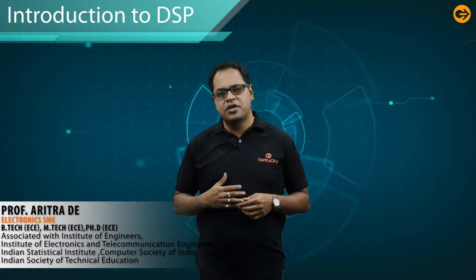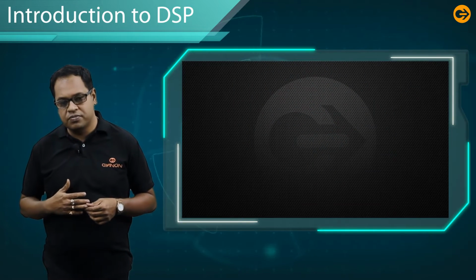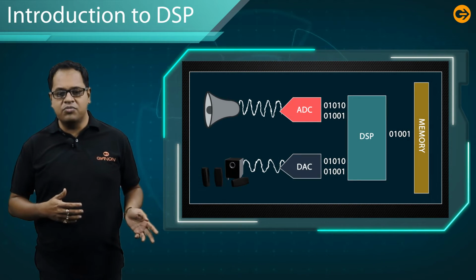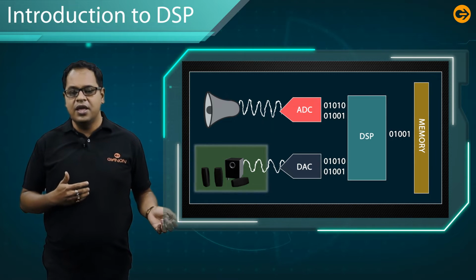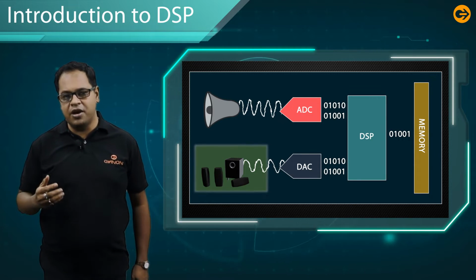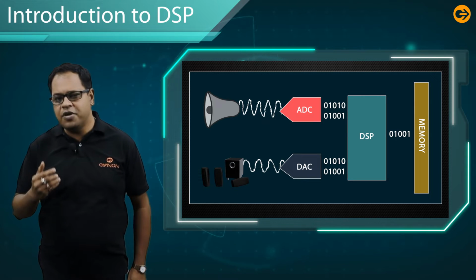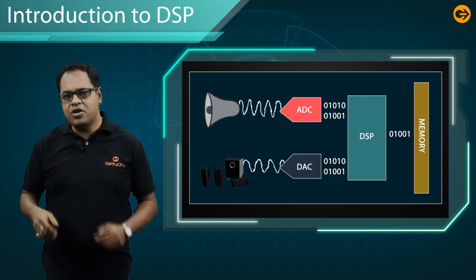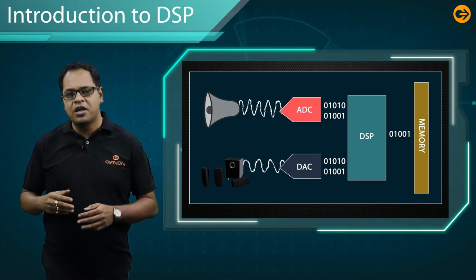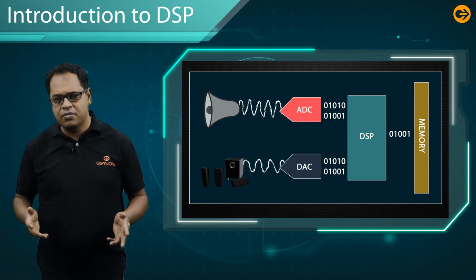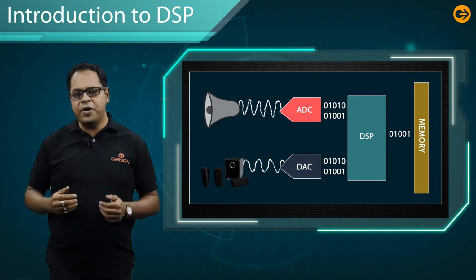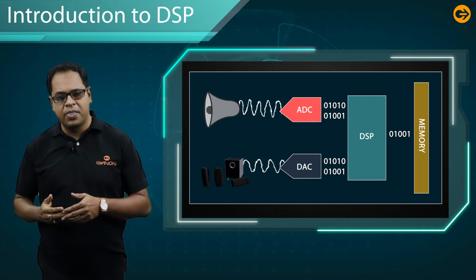Now let us start with the DSP or digital signal processing introduction. The diagram shows how digital signal processing is used in an MP3 media player. You are already familiar with the MP3 media player, isn't it? You are using an MP3 media player in your daily life, almost every day, almost every moment, right? So what happens in the MP3 media player?